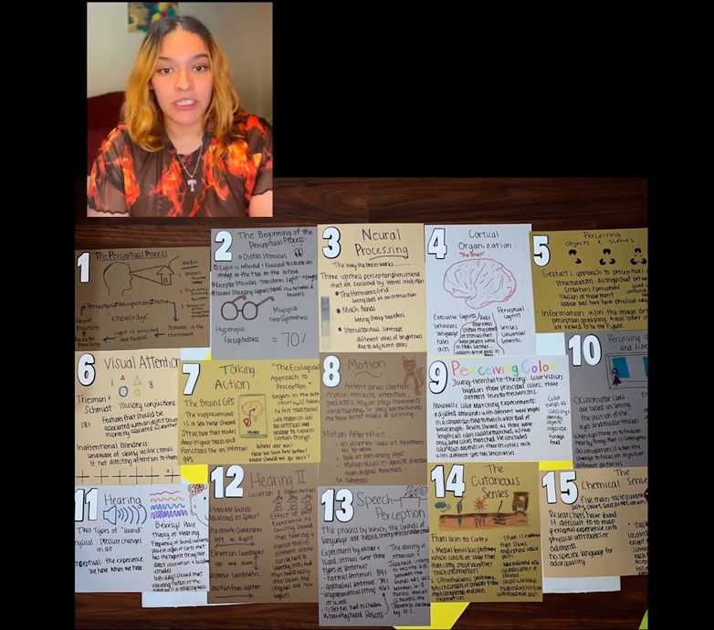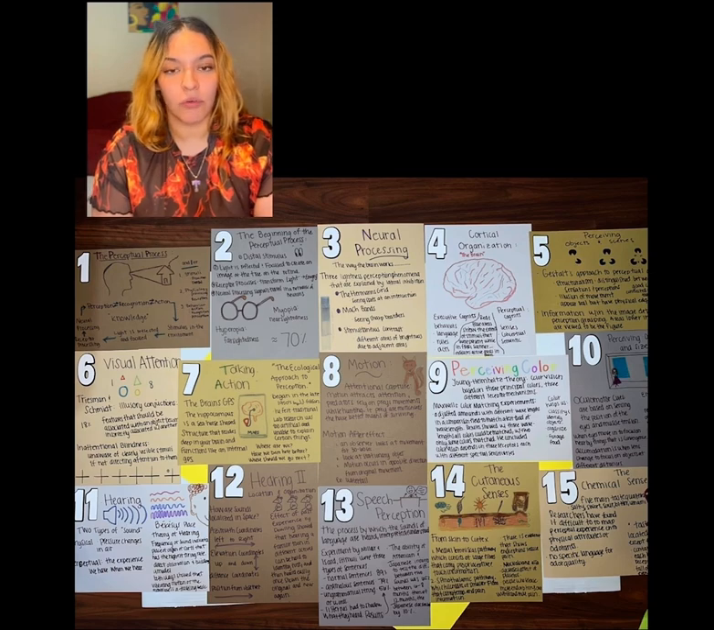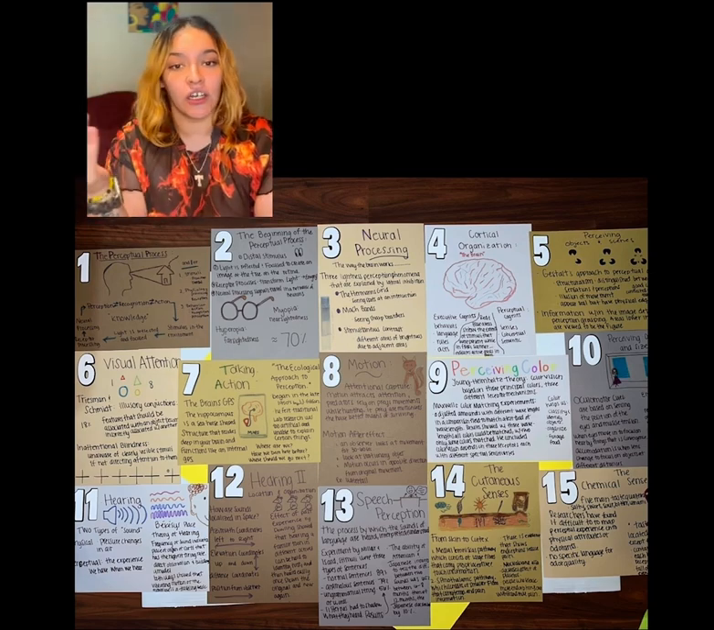So chapter 1, the perceptual process. I talked about the 7-step process and then the 3-step process. For chapter 2, the beginning of the perceptual process, I did talk about the 4-step process and how the image is actually created in our minds.